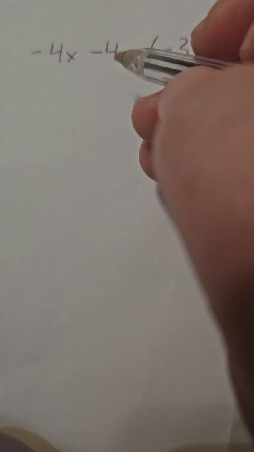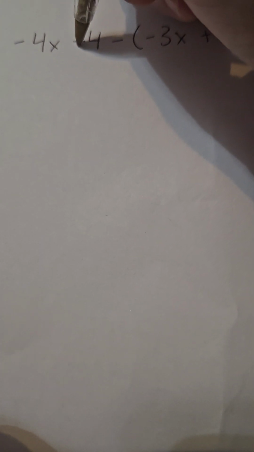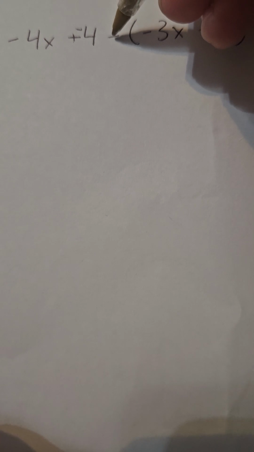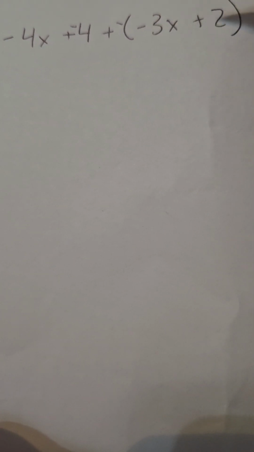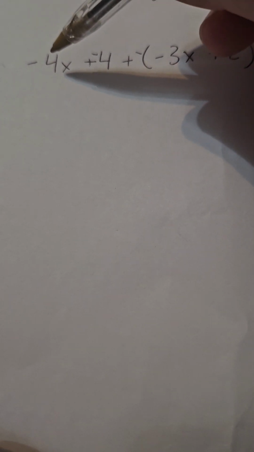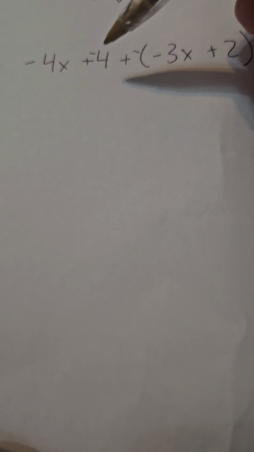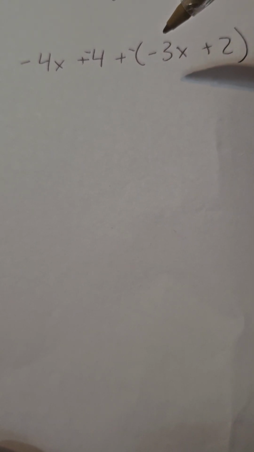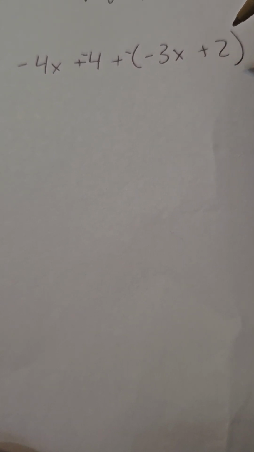Okay, so we're going to turn this 4 into plus the opposite. We're going to turn this subtraction sign into plus the opposite. And those are all of our subtraction signs. So now we have negative 4x plus a negative 4 plus a negative quantity of negative 3x plus 2.